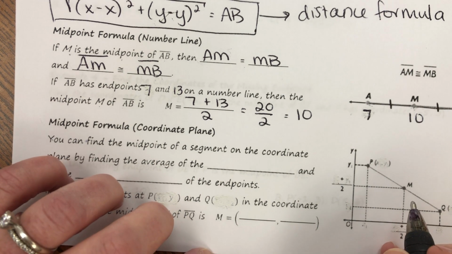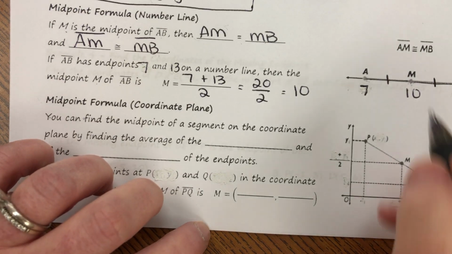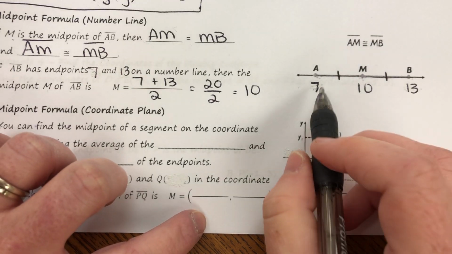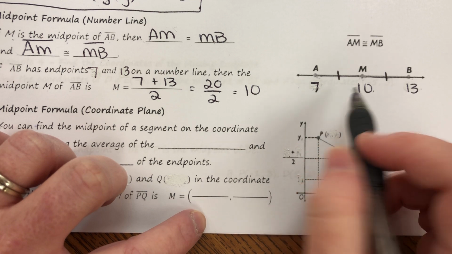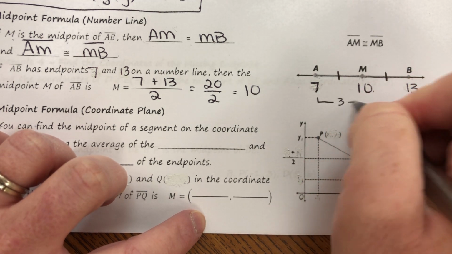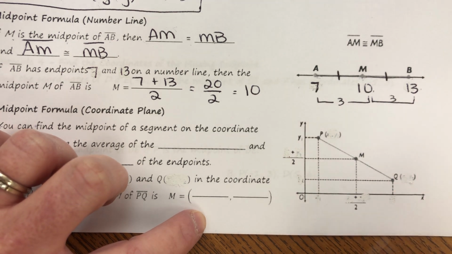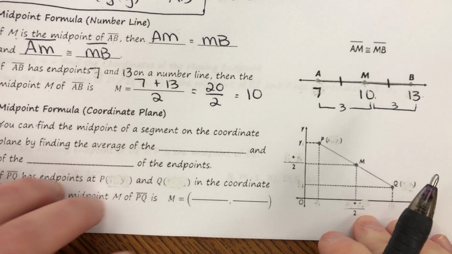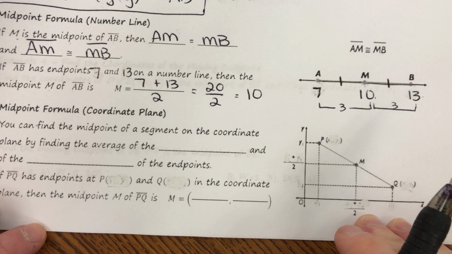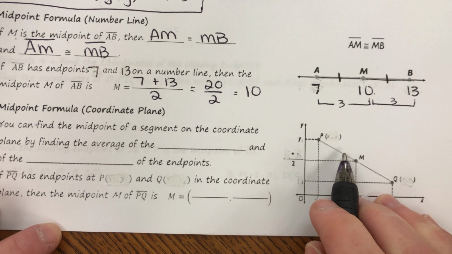Does that make sense? Yes, it does, because 10 is 3 units away from 7, and it's also 3 units away from 13. So that makes exact sense, like perfect sense, right? Sorry you couldn't see that there while I was talking.